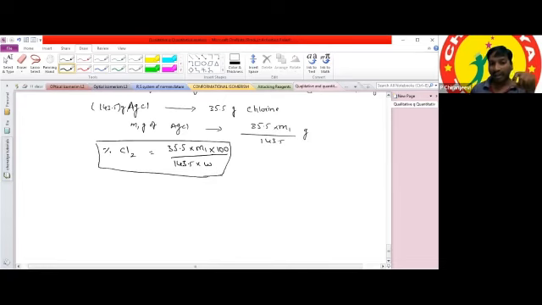Similarly, we can write the formula for the percentage of bromine and the percentage of iodine also. How can we write the formula for the percentage of bromine? Bromine atomic mass is 80. That means in place of 35.5, we can write 80, and M1 into 100 divided by the molar mass of silver bromide.